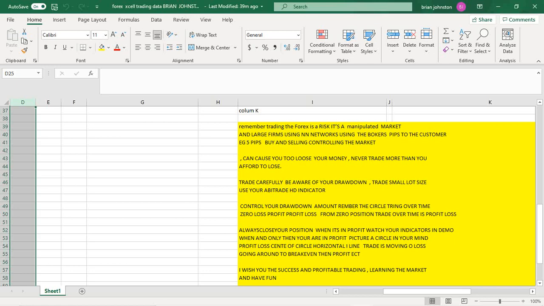Remember, there's 5 pips at least, 5 in, 5 out pips. So you should always make more than 10 pips in your profit in trading the real trader, because you've got to cover your costs. Control your drawdown amounts. Remember the circle. Trading over time, zero loss, profit loss, profit loss. Zero position, which is the 8 trades down in the center, either side of the number 8.01, you have 3 currencies you can trade being very close to the zero.